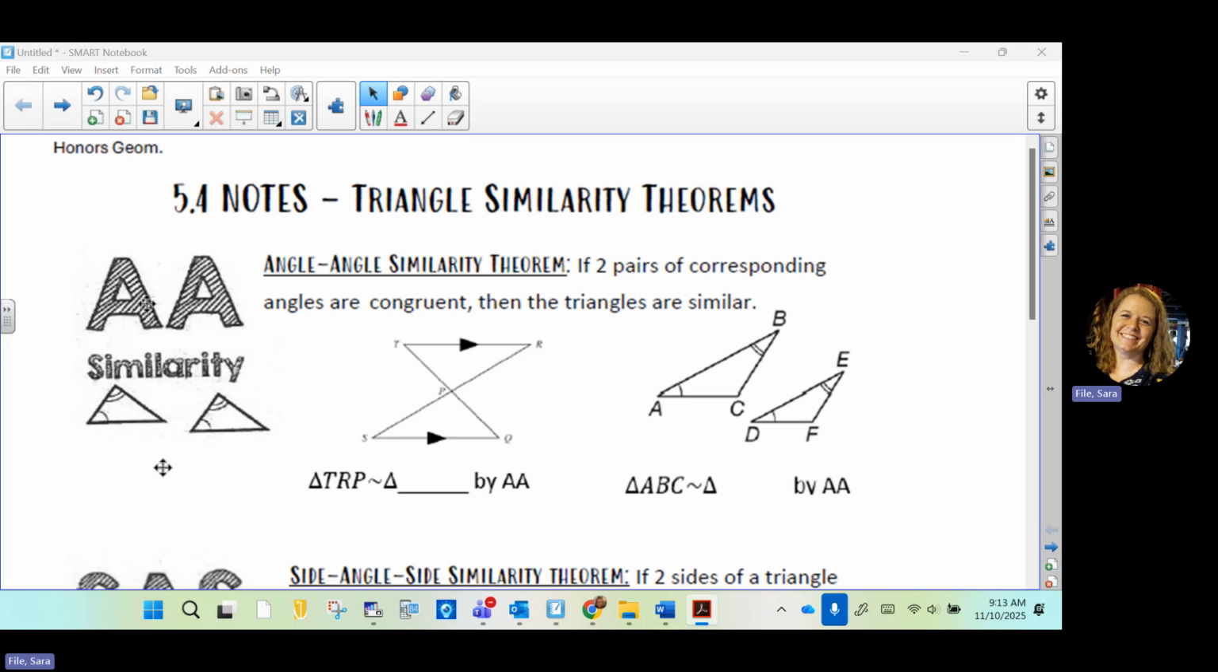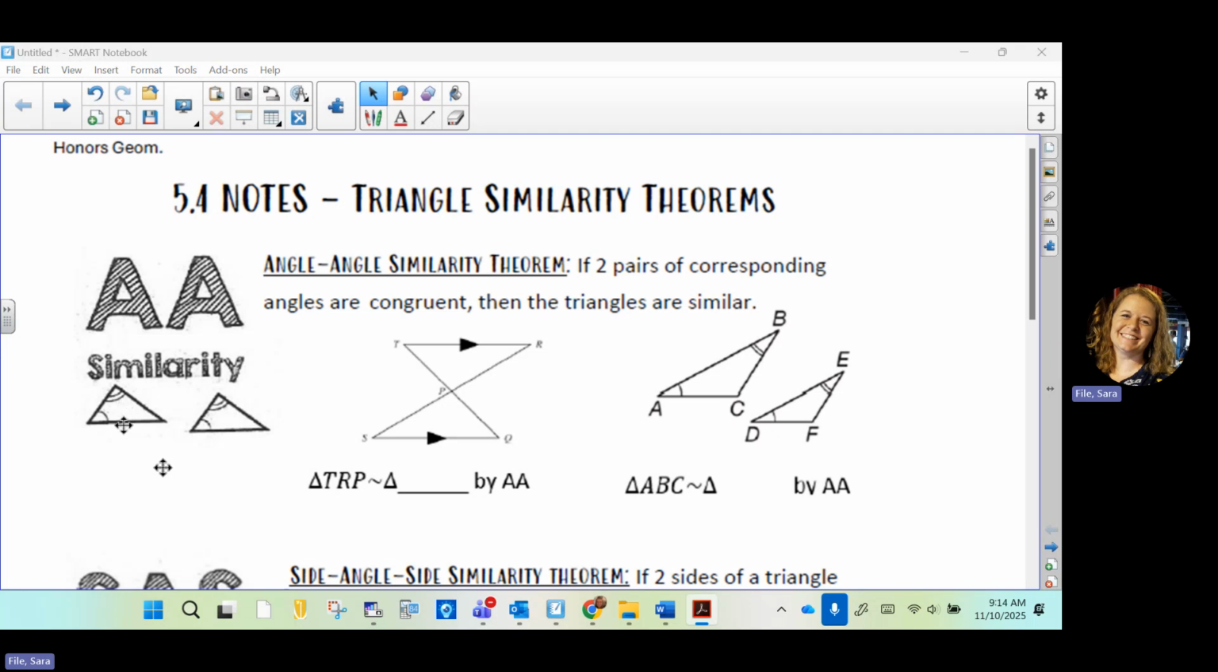So AA stands for angle, angle. If you know that 2 different sets of corresponding angles are congruent, then you know that the triangles are similar. The angle-angle similarity theorem says if 2 pairs of corresponding angles are congruent, then the triangles are similar. The graphic under where it says AA similarity shows 2 different sets marked congruent, one set with 1 arc and the second set with 2 arcs.